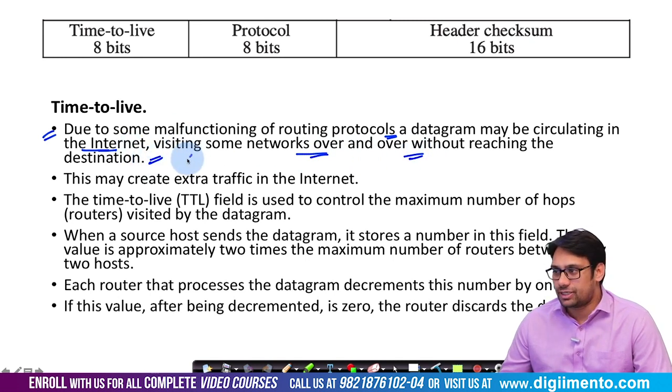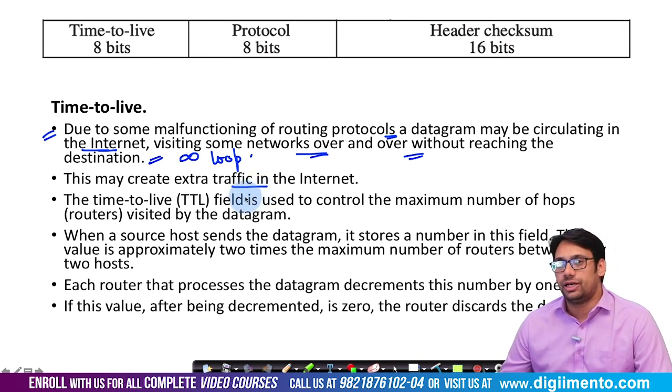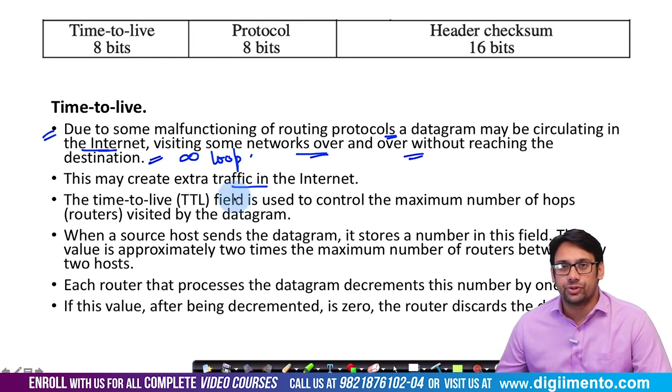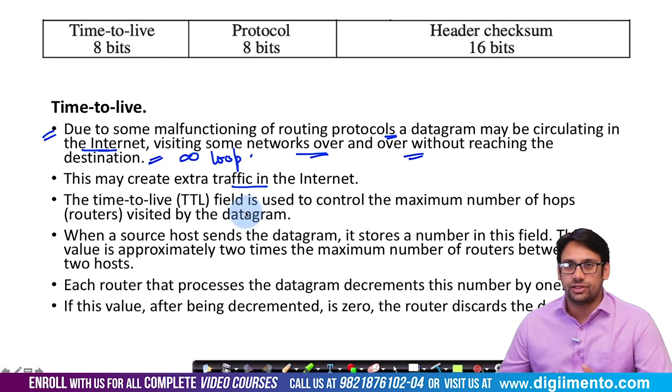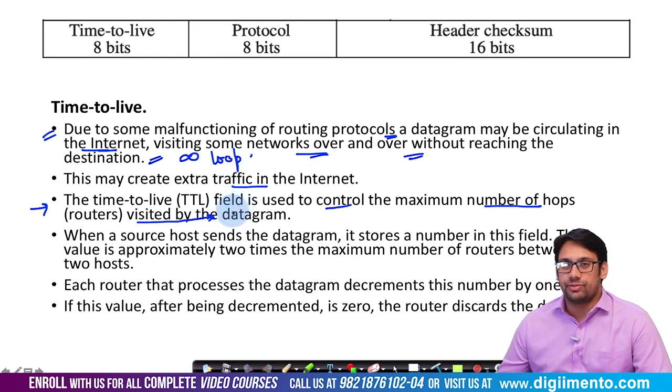So that means the datagram is stuck in an infinite loop. This may create extra traffic in the internet, which is very harmful because we are already sending so much data over the network that it is already overloaded. So if such kinds of packets are stuck in the network, that will create an infinite loop. Now this time to live field is used to control the maximum number of hops or routers visited by the datagram. So what is the maximum number of routers a datagram can visit?